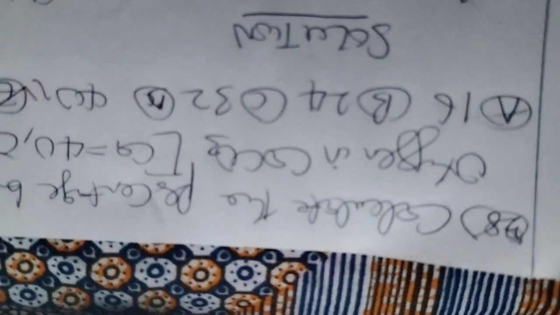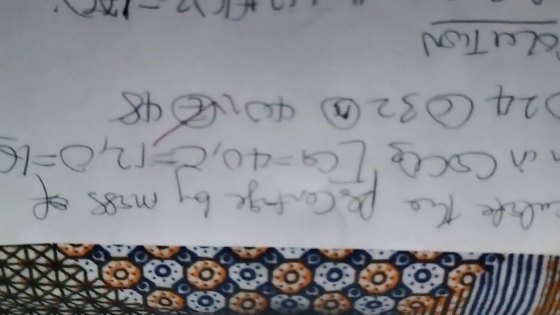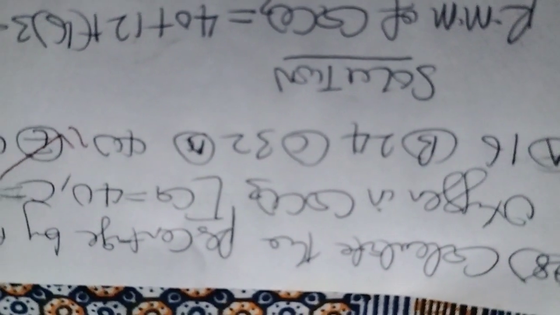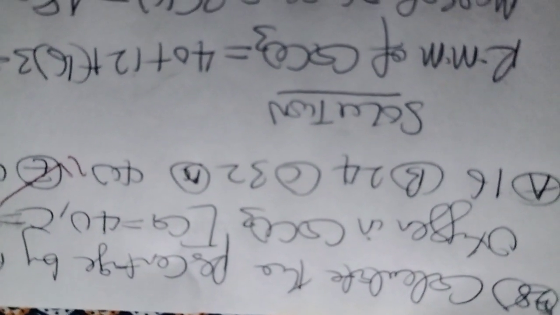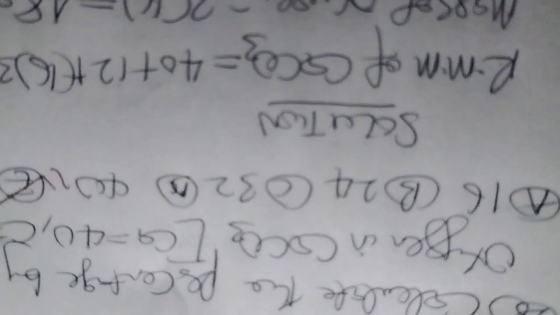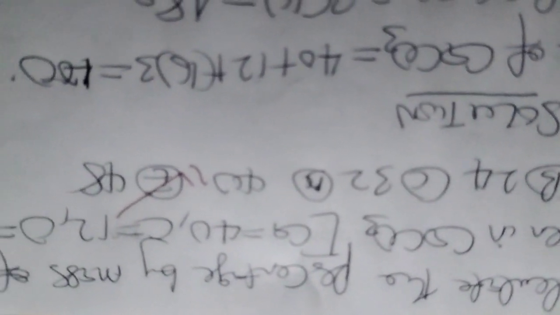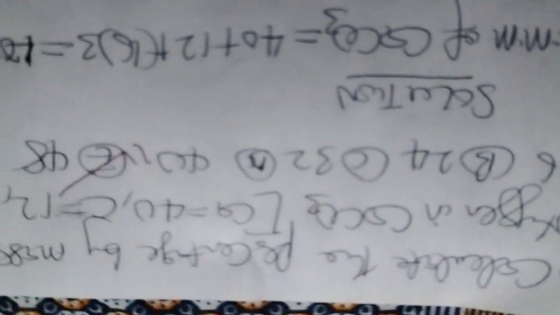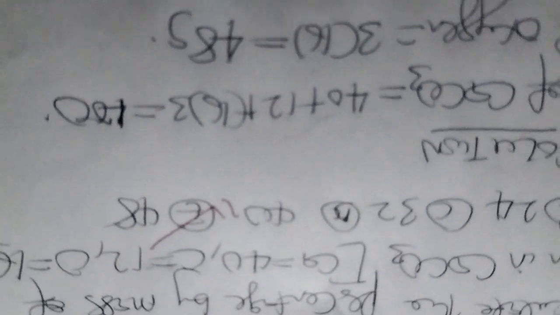Number 28 says calculate the percentage by mass of oxygen in calcium carbonate. The options are A, 16%, B, 24%, C, 32%, D, 40%, and E, 48%. The answer to number 28 is E, 48%. You can look at the solution there and see how it's been done.